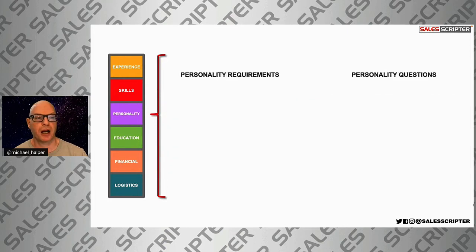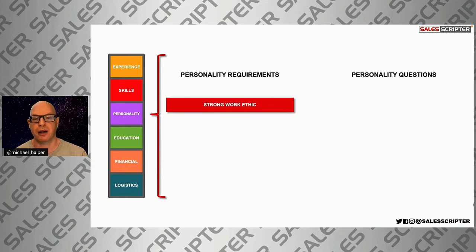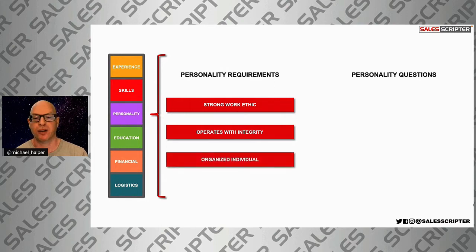Moving on to personality. Remember, experience is more of that past: what have they done in the past up until this point? But that only tells us part of the picture. We can't just use the experience to predict how this person is going to react in different situations or operate in this position. So we need to combine the experience with some of their personality requirements. Maybe a personality requirement we're looking for is someone with a strong work ethic, someone that has integrity, someone that's very organized.